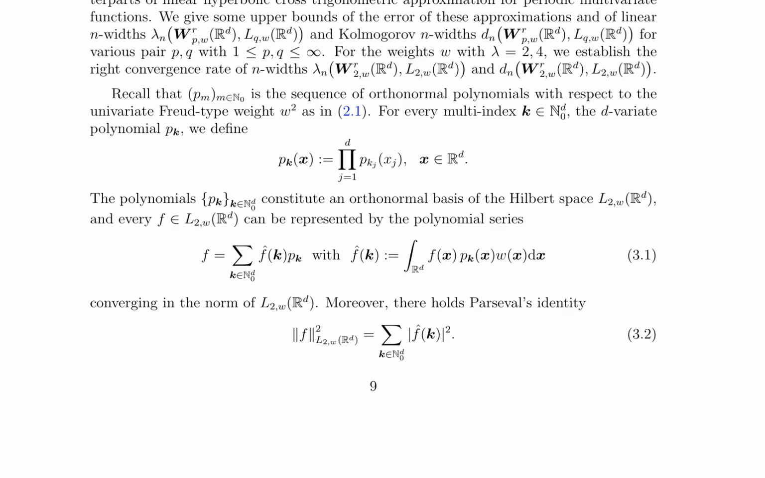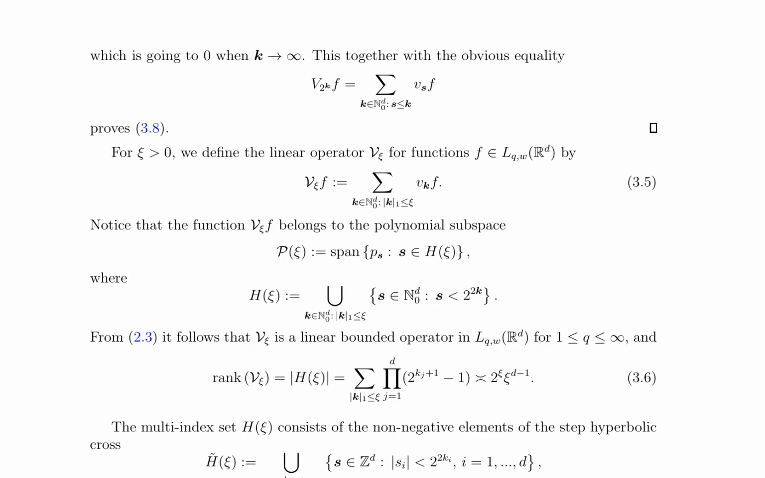Unidimensional and d-dimensional operators v_2k, v_k, and e_k are defined to approximate functions in L_p,w,ρ, with an upper bound established for the error of these approximations in terms of the norm of the original function in W^r_p,w,ρ. The right convergence rate of n-widths and Kolmogorov n-widths for certain weights and pairs of p and q is discussed, achieved by establishing connections between the approximation error and the norms of the original function and its derivatives.